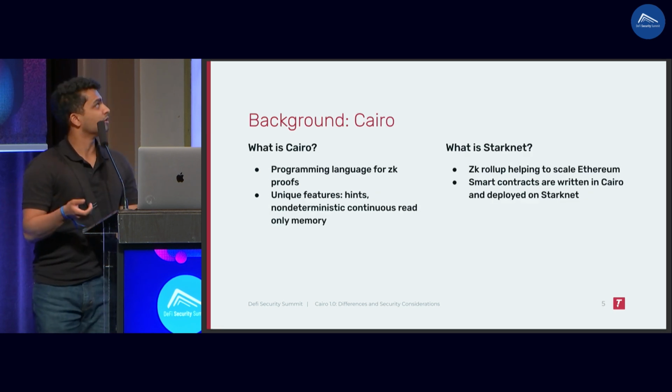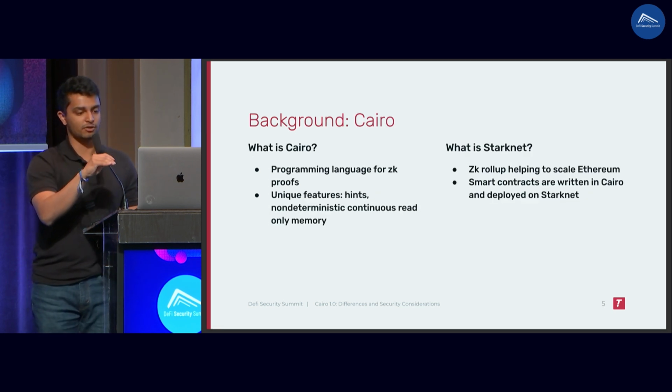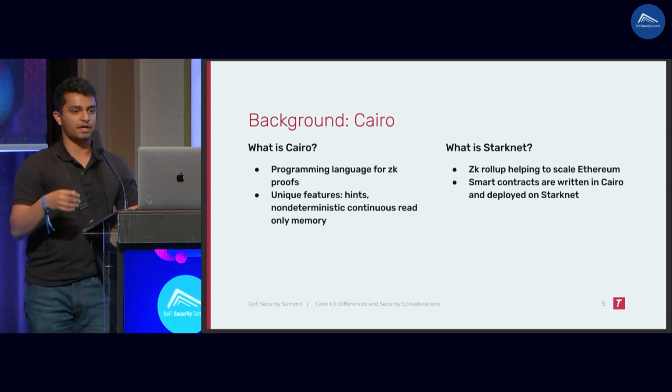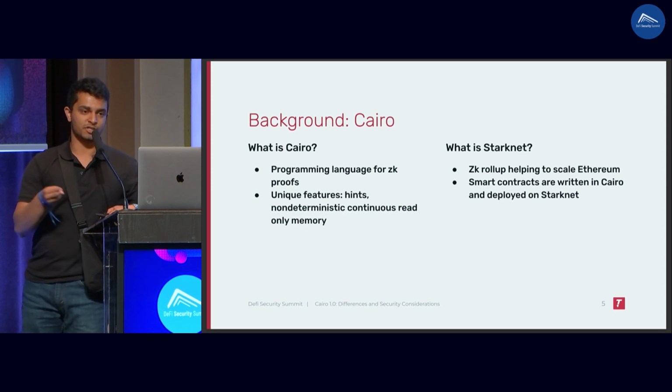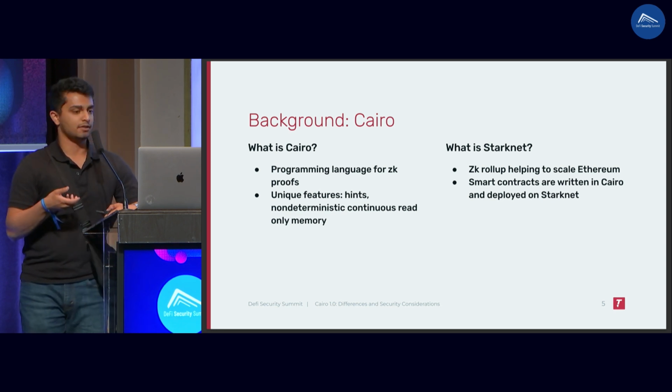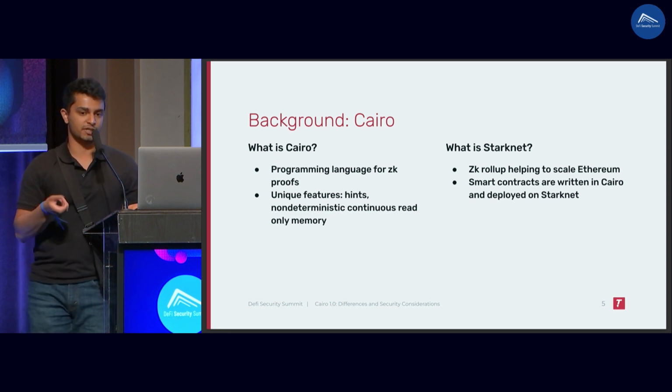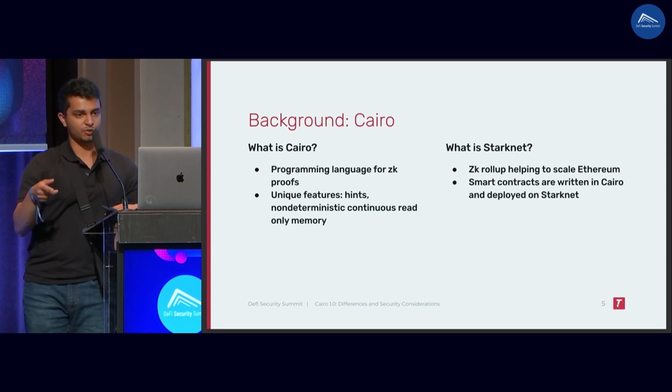So let's jump right into it. I'm going to give some background about Cairo first. So what is Cairo? If you haven't heard of it, Cairo is a programming language for zero knowledge proofs. Basically, that's where a prover wants to convince a verifier that some computation was done correctly. Because of this, it has a bunch of unique features like hints, which basically means that the prover, the guy who's trying to convince the verifier, can put arbitrary input in the memory.